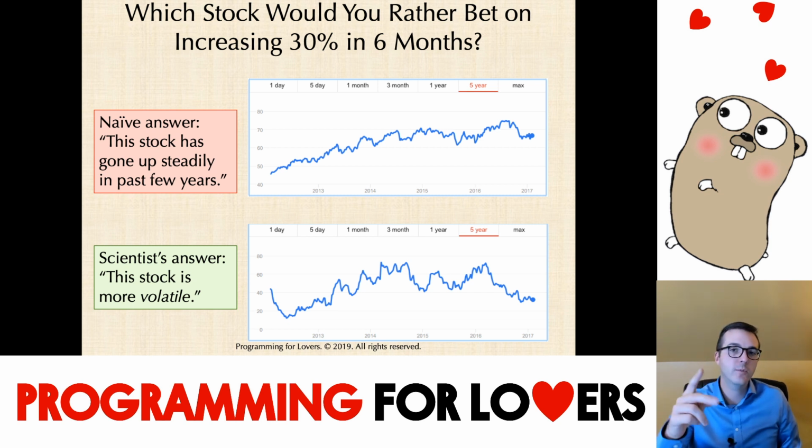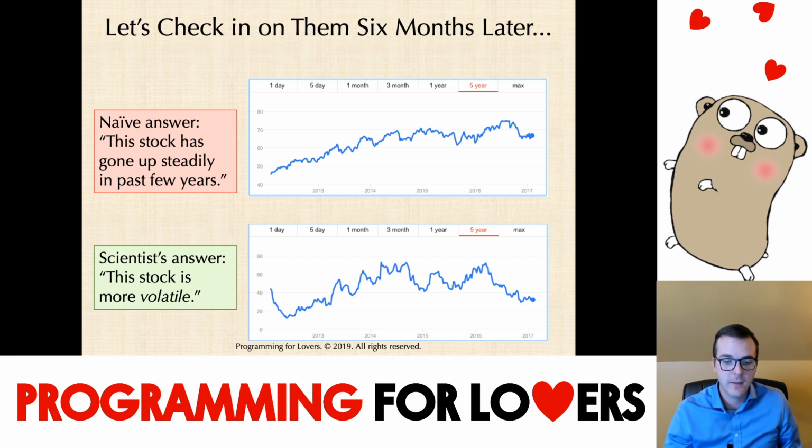So if I had the choice between the two, I would pick the volatile stock over the one that has had steady growth. And I could check in on them 6 months later. I picked two stocks, one that had low volatility, the other that had high volatility, and I had my fingers crossed that something nice might work out.